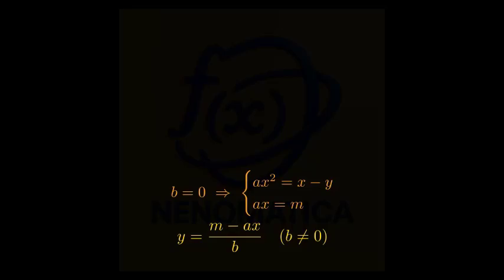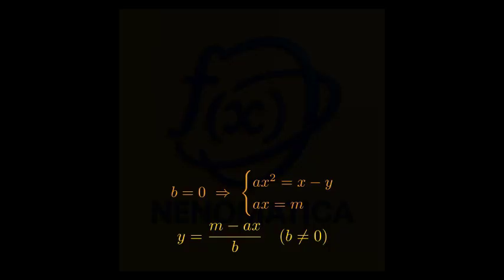Case 1. If b equals 0 and a is not 0, then the system becomes ax squared equals x minus y, and ax equals m. These are clearly real relationships, and we can read off real values of x and y, so the system has real solutions in this case. Now, the main work is case 2. When b is not 0, we solve the linear equation for y equals m minus ax all over b.